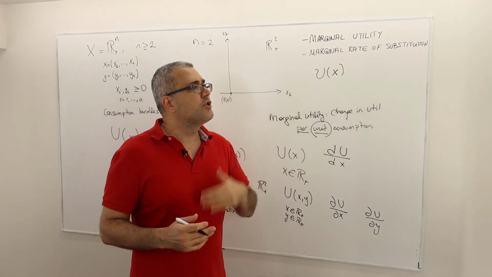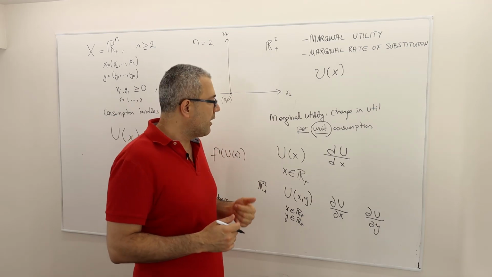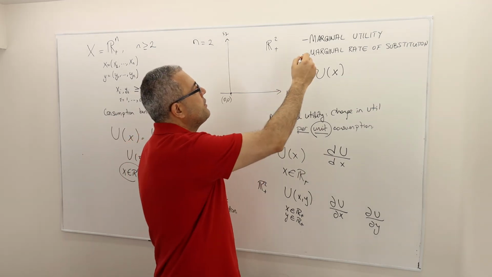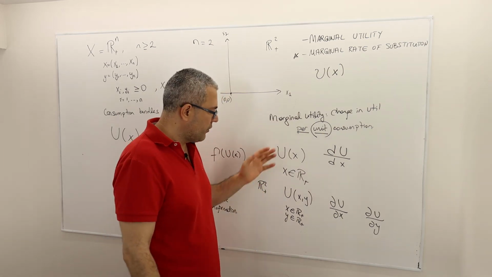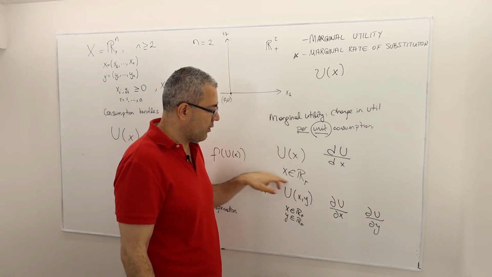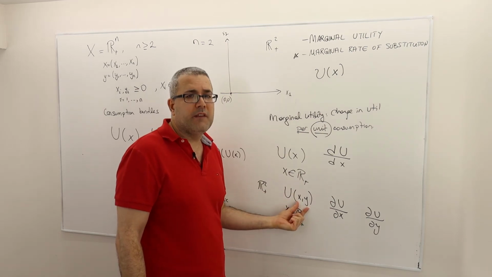What about marginal rate of substitution? Marginal rate of substitution is going to kick in when we have more than one variable, obviously. So we need to have a situation like this one. The alternatives must be vectors.